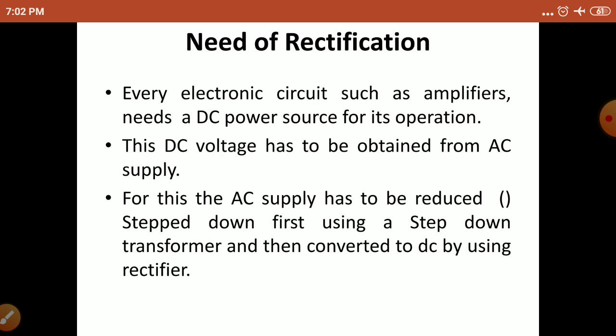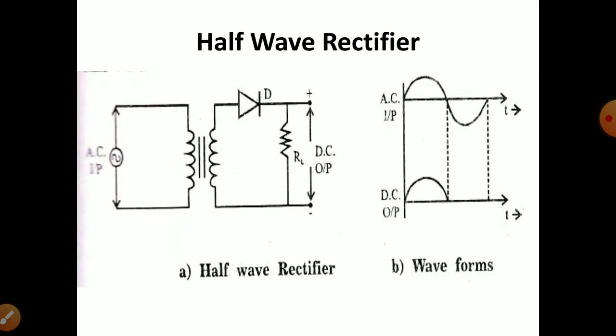Once it comes to the distribution side, it is stepped down from 200 kilovolts or 11 kilovolts to 230 volts, and then it is fed to your supply. From 230 volts it is stepped down, then fed to the rectifier, where it will convert one form to the other form, then it is passed to your applications. Okay, that is the need of your rectifiers.